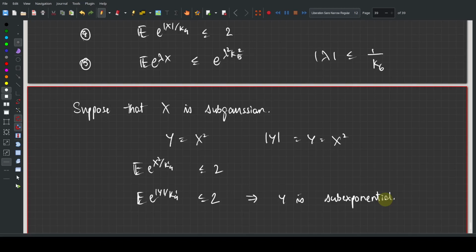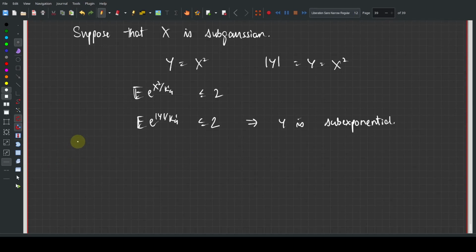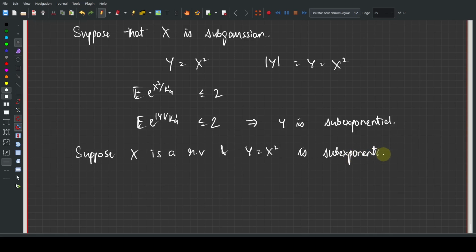Okay. What about the other way around? Suppose I have a random variable X and X squared is sub-exponential. So take any random variable X and Y equal to X squared is sub-exponential. Can I say something about the random variable X?